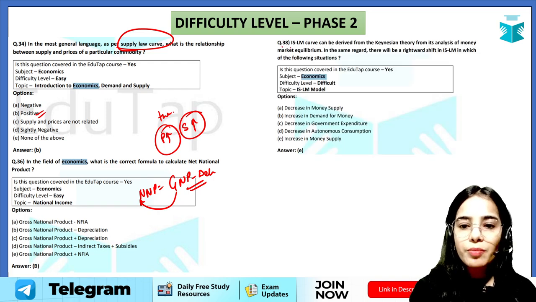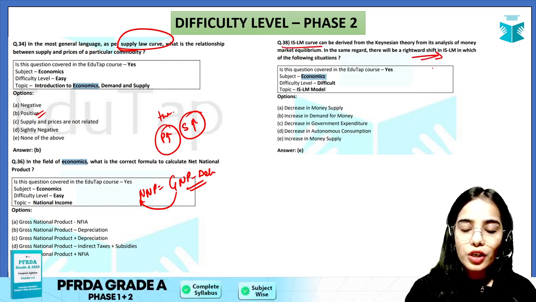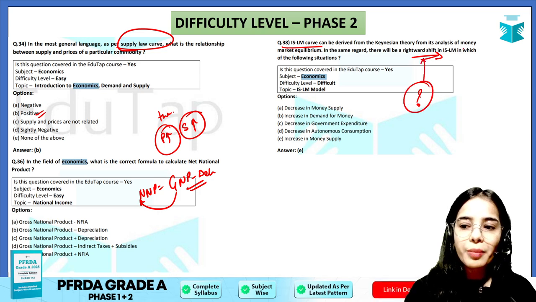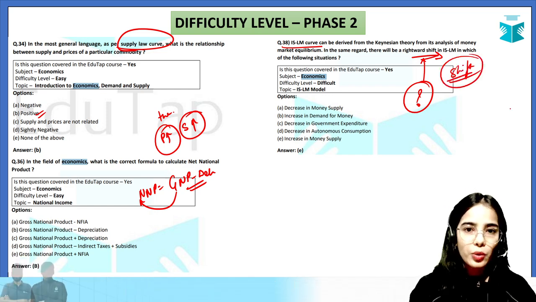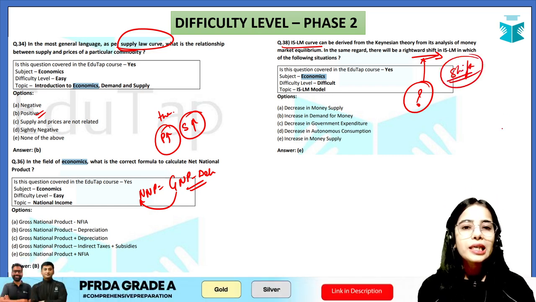Next is the shift in the ISLM model. How will the rightward shift come in the ISLM model? Basically, if you know about the shift, you will be able to answer this question. So the questions are quite direct in nature.